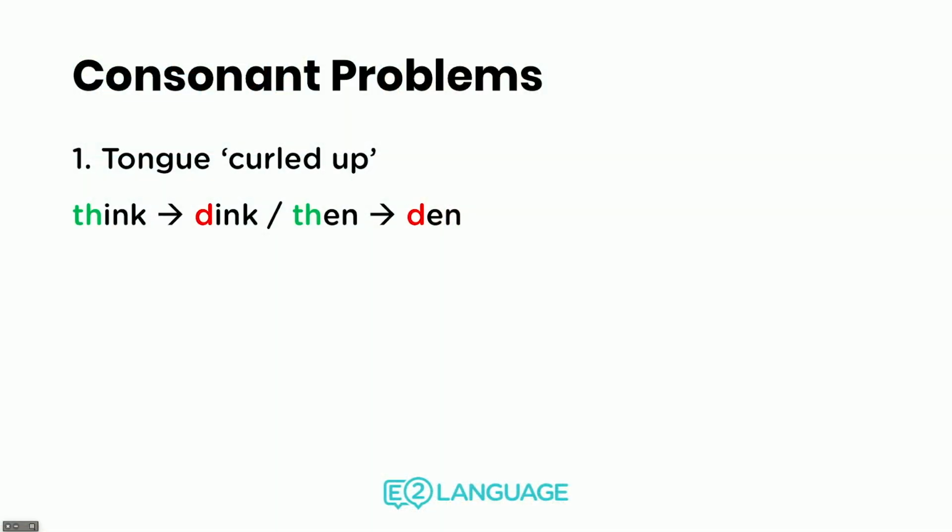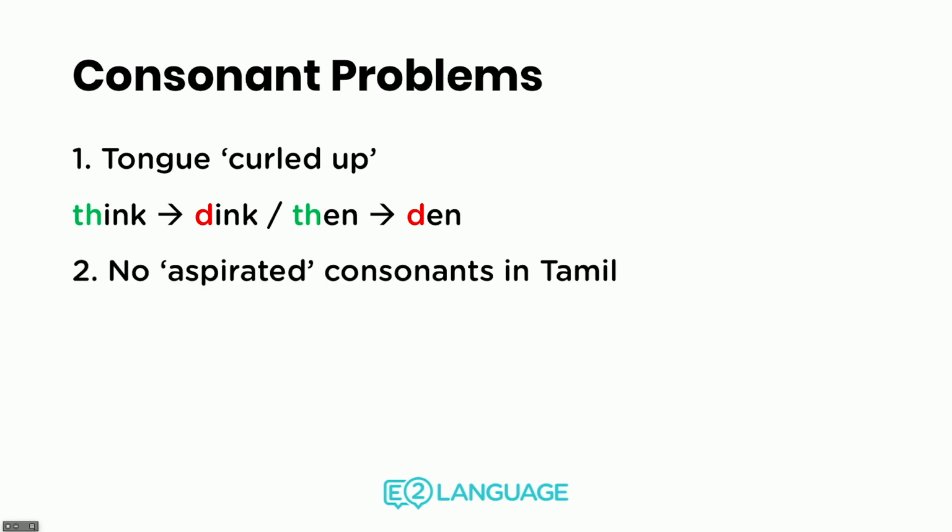Or another one is the voiced th, which becomes den. So we'll do some work on that. In Tamil and other Dravidian languages, there are no aspirated consonants. What I mean by that is, if you're saying the sound p, for example, in English, if you put your hand here, p, p, p, you can actually feel the air hit your hand, okay? Apparently in Tamil, you do not have any of these aspirated consonants.